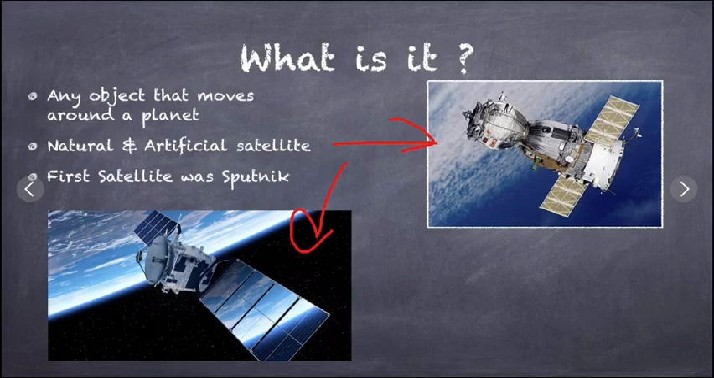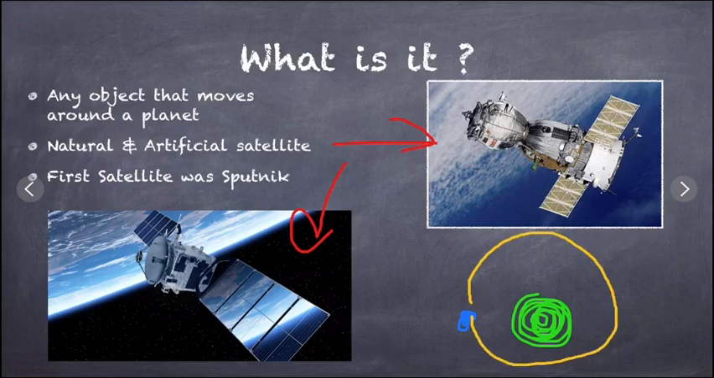Okay, so let me just give a brief introduction on what orbit means. For example, this green body is our Earth and this body is the satellite. The satellite will revolve around the Earth in a fixed elliptical orbit. This elliptical orbit is the path on which the satellite moves. This is always fixed.